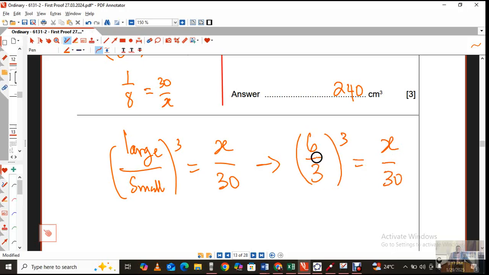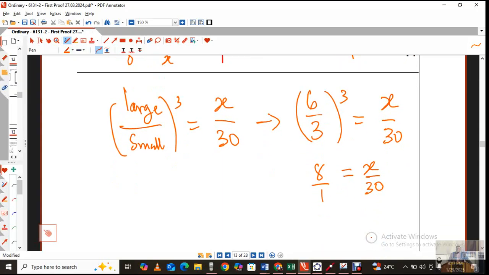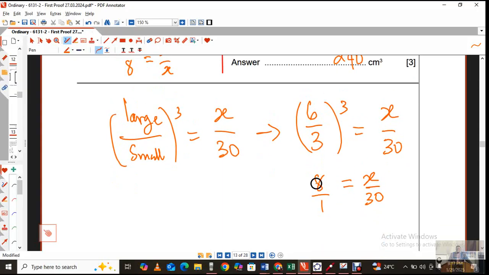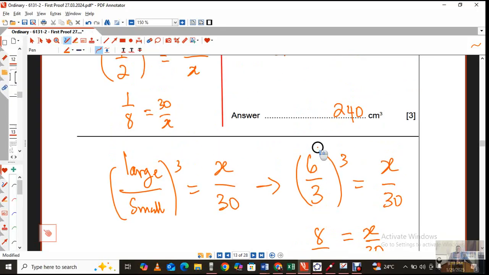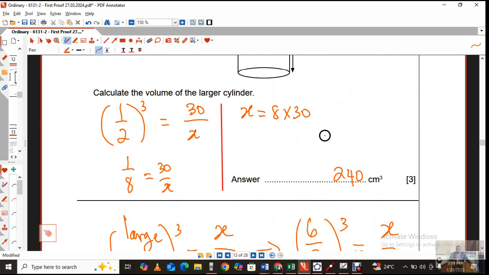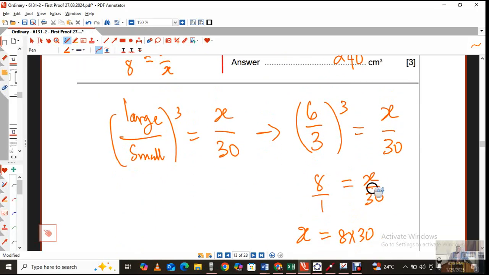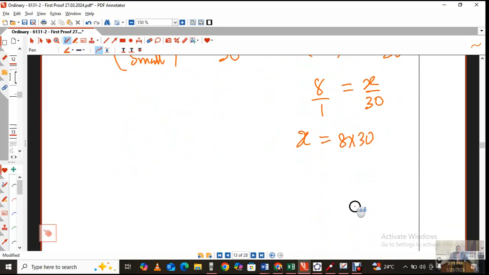Comparing, 3 into 6 is 2, that is 8. Then 8 is the same as 8 over 1. Can you see? You will still be getting the same solution, because if you now cross multiply, you will still get X times 1 is X, and 8 times 30. 8 times 30 will still give you 240, which is the same thing. It's a 3-mark question. Very important that you show your methods.